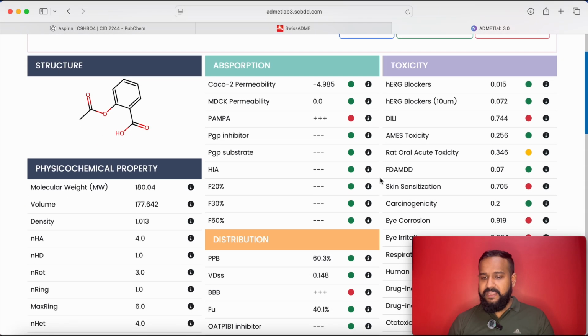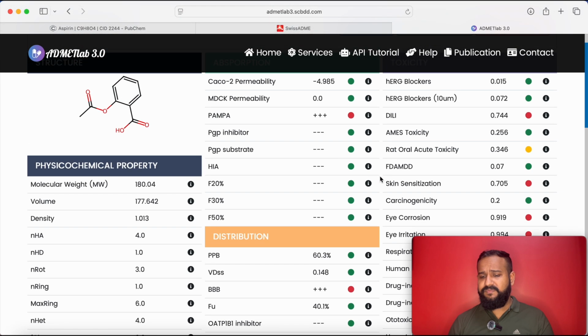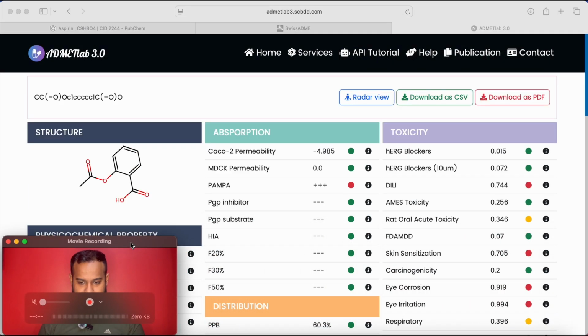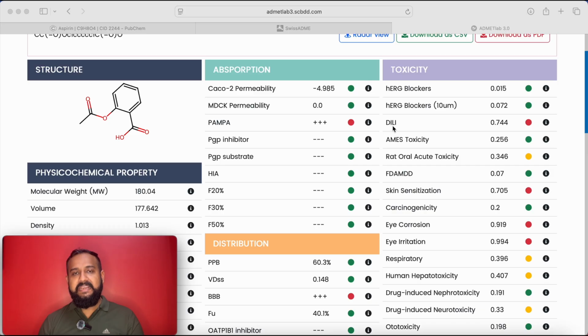Then coming on to your toxicity. So toxicity profile is far more elaborate in here as compared to your SwissADME. Let me get this one over here so that you can see it clearly. So here you have the toxicity profile. You can see the DILI. DILI is what? Drug induced liver injury. So how much of a liver injury it is causing?